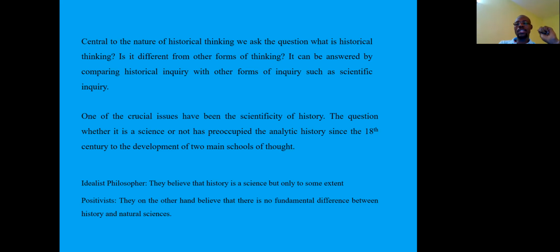Number one is the idealist philosophers, who believe that history is a science, but only to some extent. In other words, they believe that history is both a science and an art. We also have another school of thought known as positivist philosophers. They believe that there is no fundamental difference between history and exact sciences. So for now, we will focus on those two and get to understand those arguments. Remember, we have idealist philosophers and positivist philosophers.